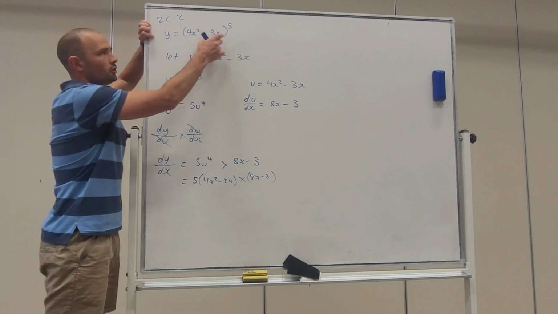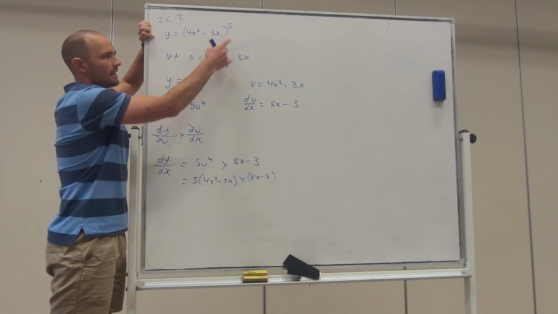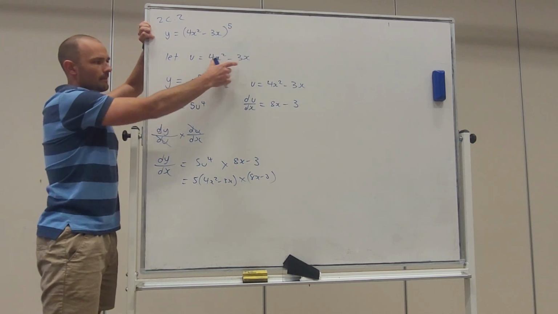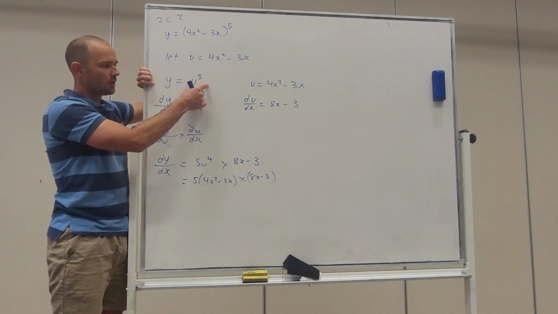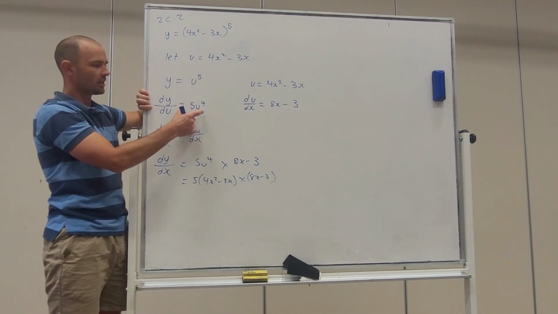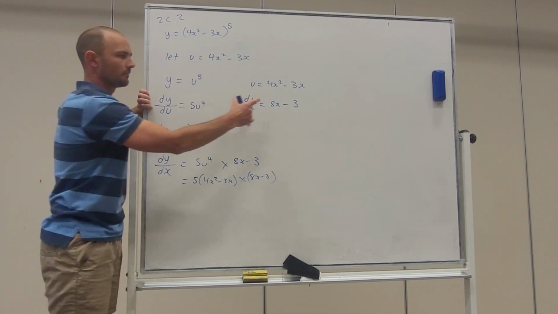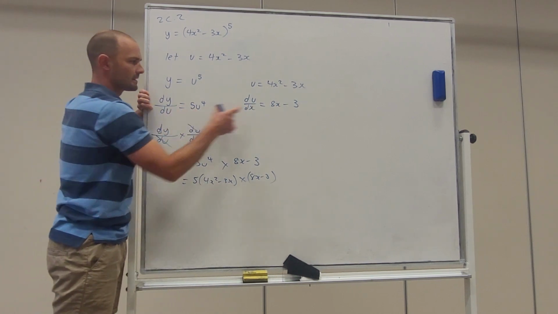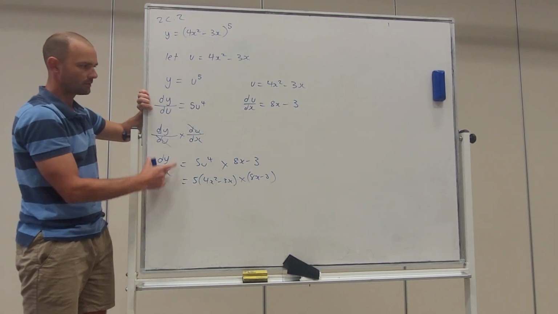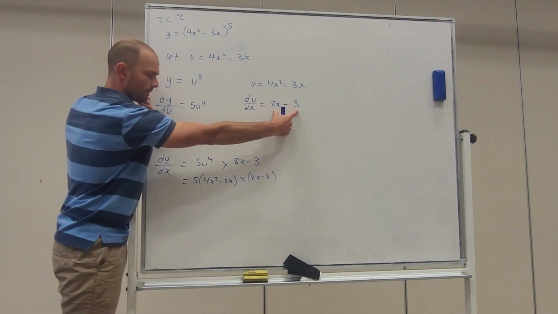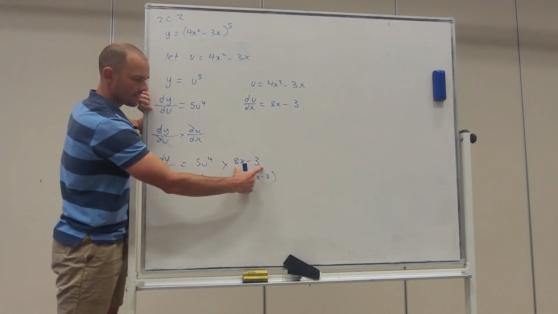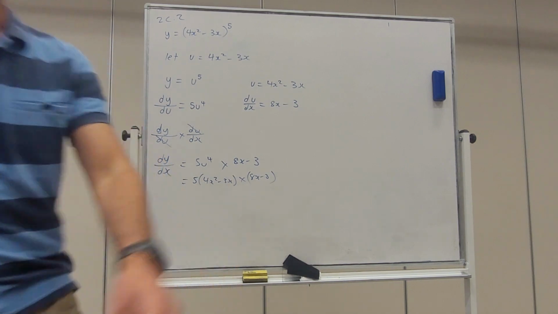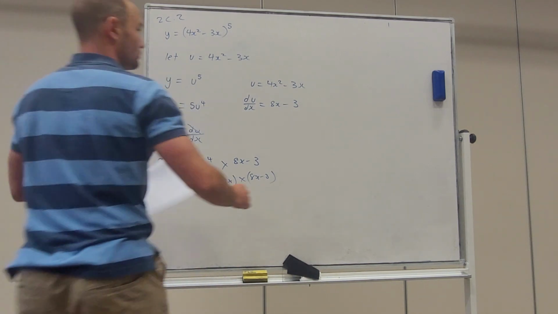We define u as a composite function. U's the inside, 4x squared take 3x. We let u be that. We define y in terms of u. Differentiate y with regards to u. Differentiate u with regards to x. And then when I multiply them together, I'm left with dy on dx. So I multiply that by that: 5u to the 4 times 8x take 3. And then I sub the u back in. So that's the skill we're going to go through. Let's have a look at question 1 together.